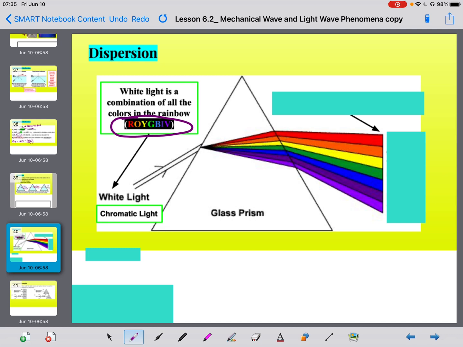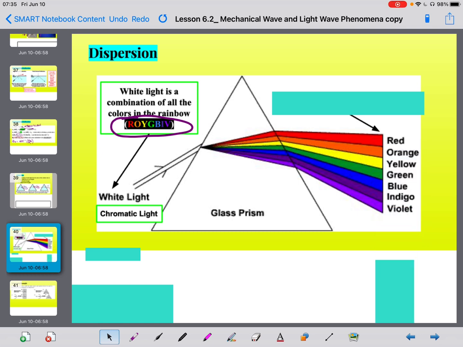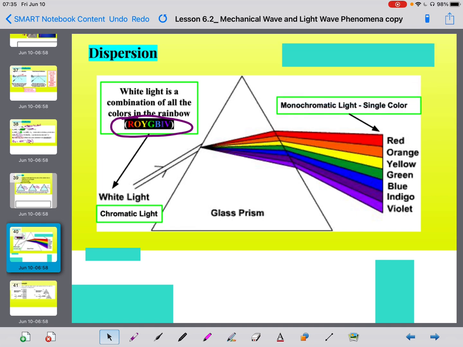Okay, once it goes through a glass prism, right? You shine white light through a glass prism, you will see ROY G. BIV, the colors of the rainbow come out. Okay, but they will be their own separate bands of light. Okay, so we go from chromatic light to monochromatic light, which means that we're a single color. That should make sense because we have single colored bands of red, orange, yellow, green, blue, indigo, and violet, our ROY G. BIV. They're their own separate bands, okay? Whereas our white light was chromatic, it was a combination of all of these things, okay?